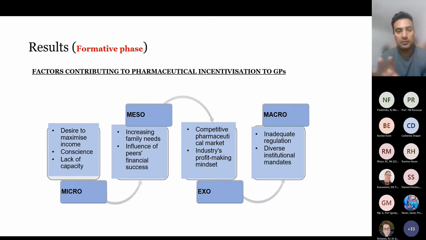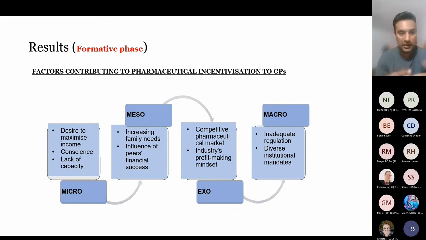So in terms of meso level factors, or the interpersonal level factors, GPs who might not get a chance to receive a postgraduate qualification might end up doing general practice in private small scale clinics where income generation might be limited. At the same time, increasing family needs in combination with the socially desired standard of living might lead them to generate incomes or resources from pharmaceutical companies.